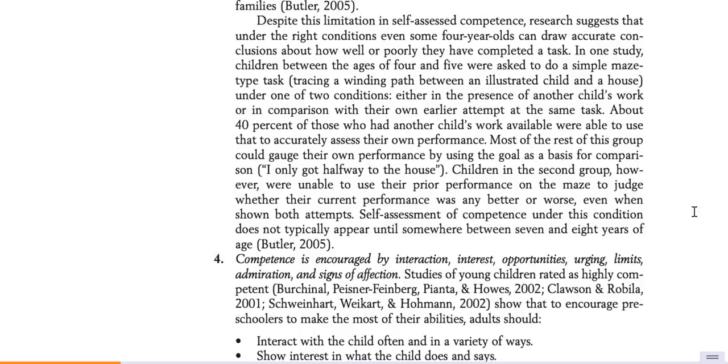About 40% of those who had another child's work available were able to use that to accurately assess their own performance. Most of the rest of this group could gauge their own performance by using the goal as a basis for comparison. "I only got halfway to the house." Children in the second group, however, were unable to use their prior performance on the maze to judge whether their current performance was any better or worse, even when shown both attempts. Self-assessment of competence under this condition does not typically appear until somewhere between 7 and 8 years of age.